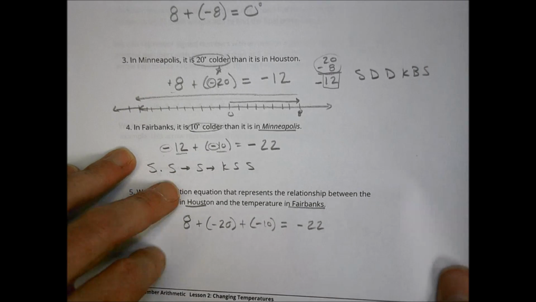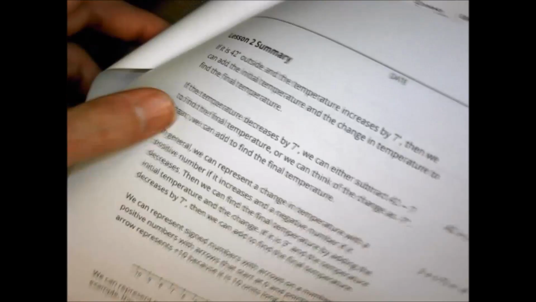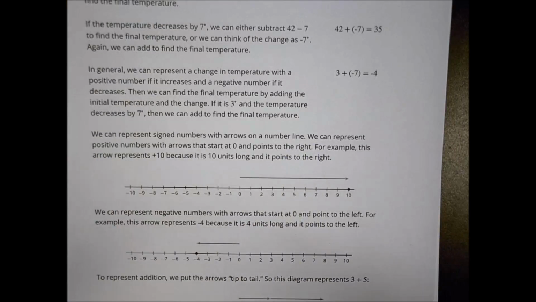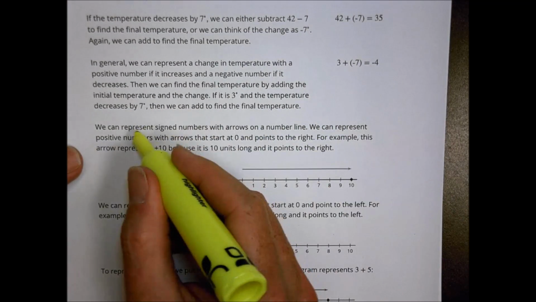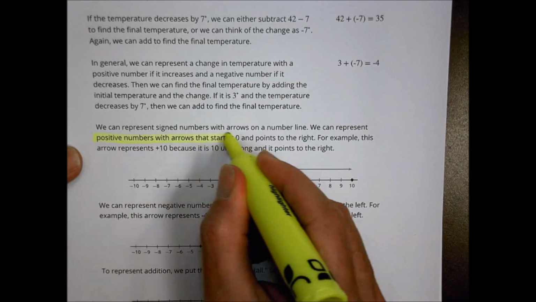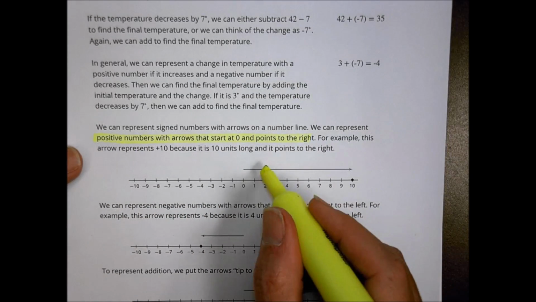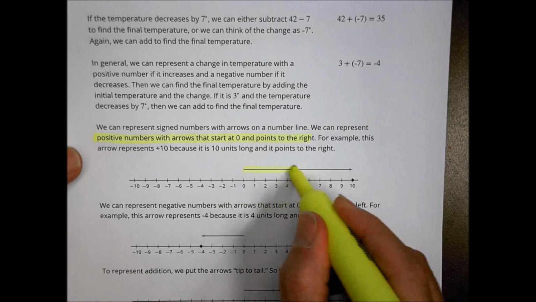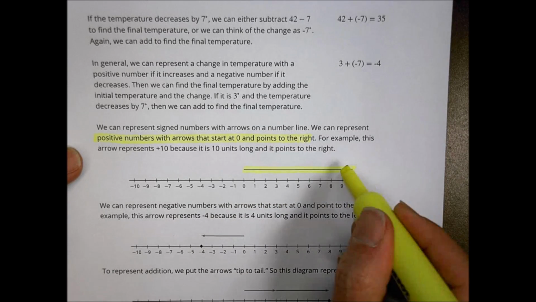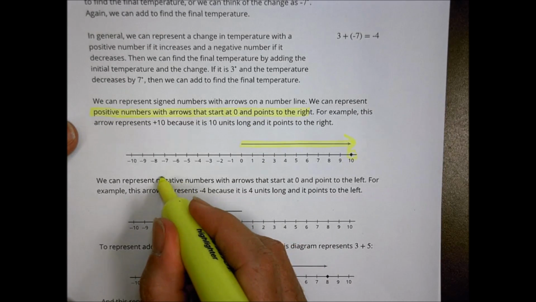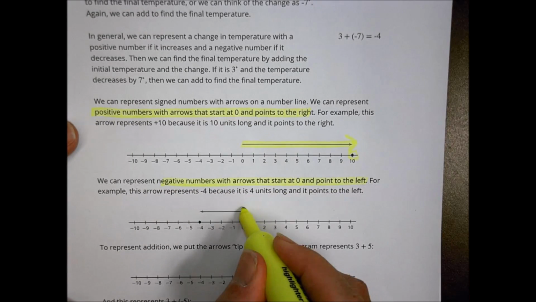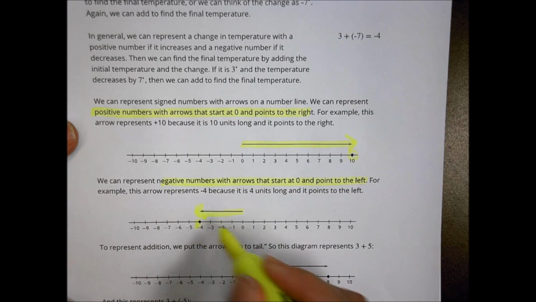Okay, so that was what today's lesson was there. All right, and so we can represent some signed numbers with a number line. Okay, we can represent positive numbers with arrows that start at 0 and point to the right. So for example here, this is a positive 10 because we're going to the right, and we end up at 10. We can represent negative numbers with arrows that start at 0 and point to the left. So we go this way, and here we are at negative 4.